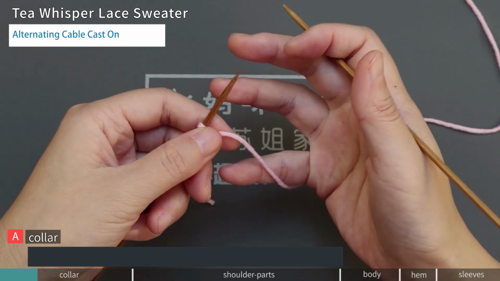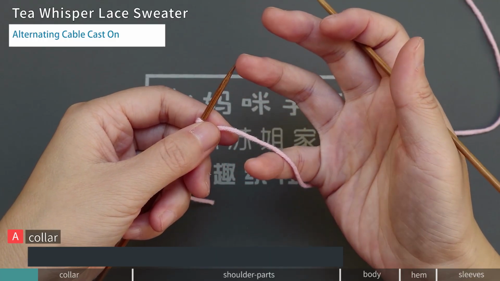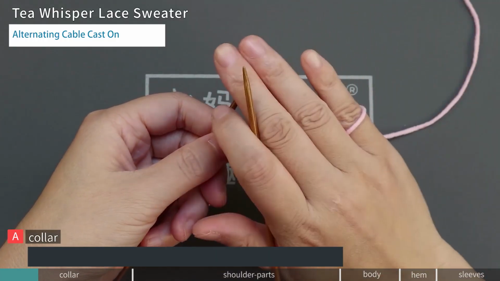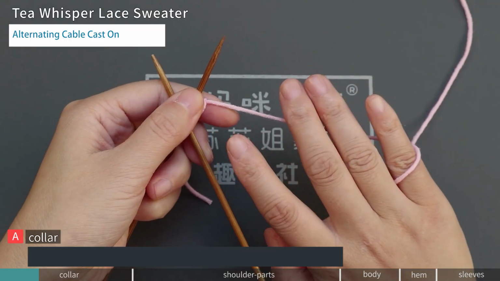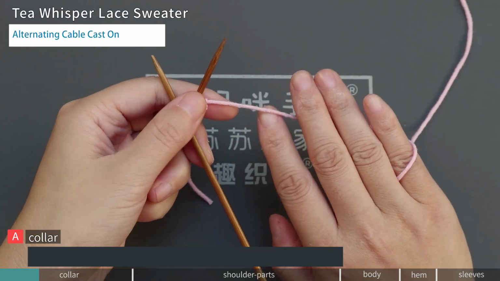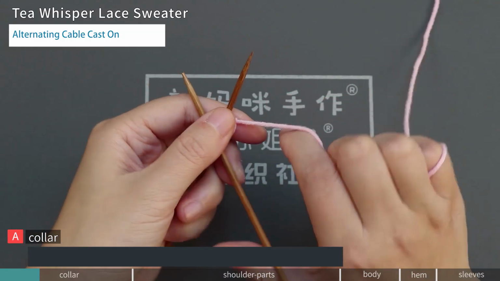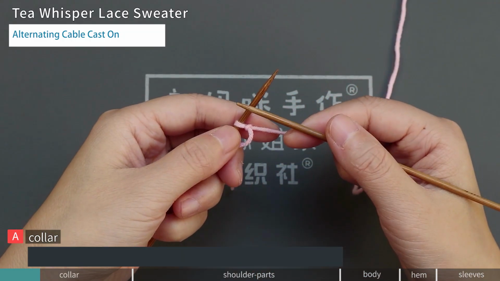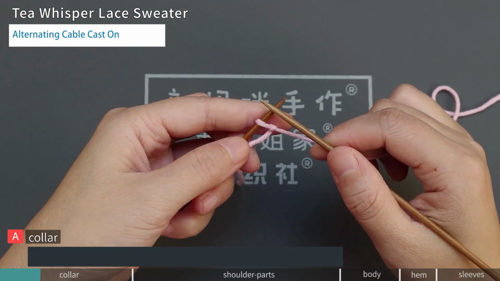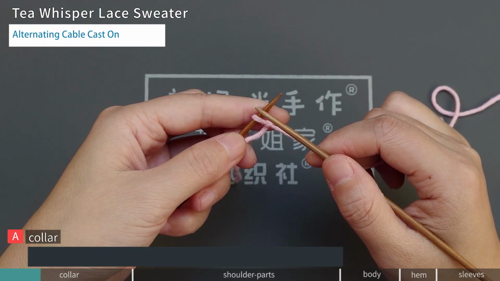Wrap the yarn around your pinky finger once. And let your ring finger and middle finger gently pinch the yarn. Place the yarn between your index finger and middle finger. This is the proper posture for knitting. Now, the alternating cable cast on.